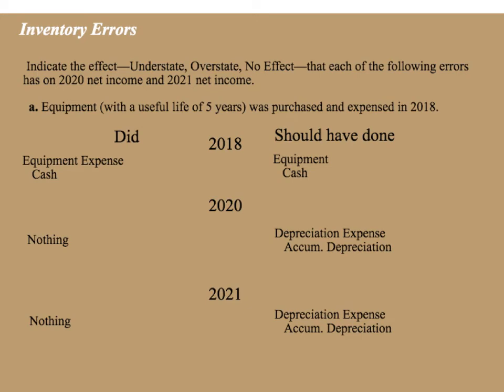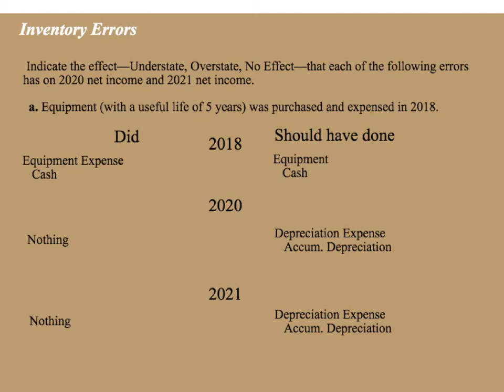Hello, today I would like to walk through a few journal entries that were recorded incorrectly and explain what will be the effects on net income. So we have the following exercise. Equipment with a useful life of 5 years was purchased and expensed in year 2018. So useful life is 5 years. And we need to figure out what will be the effect on 2020 net income and 2021 net income.